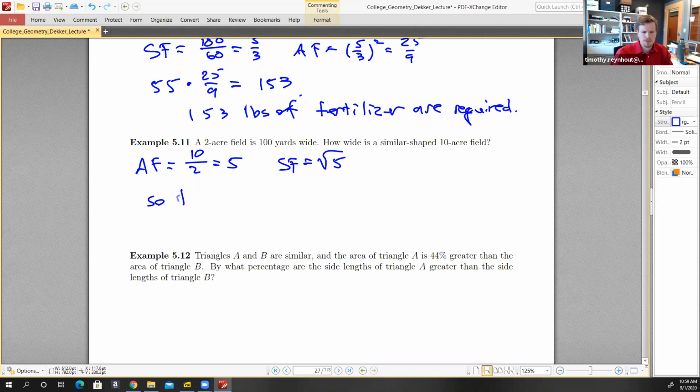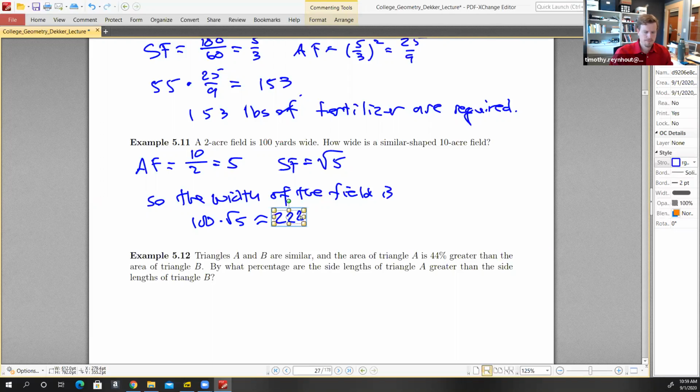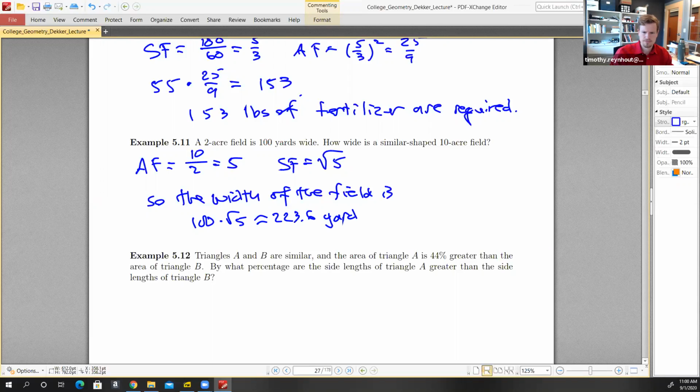So the width of the field is, right, 100 times the square root of 5, which is about 223.6 yards. Excellent. So we were able to find the width of the larger field. It's 5 times larger, but the scaling factor is only square root of 5, or 2.236.